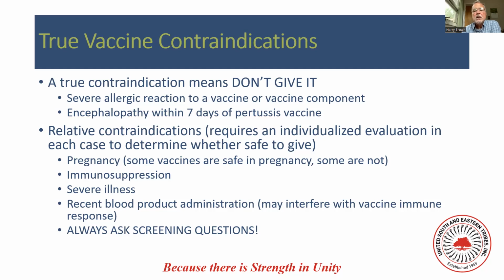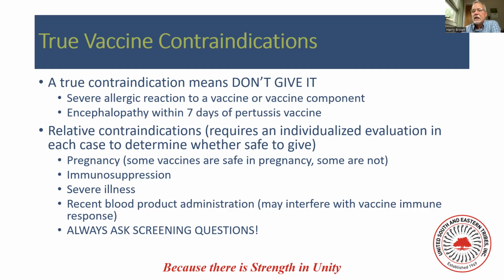Now, there are a bunch of relative contraindications, and you really have to think about the individual that's getting it. Some vaccines are safe in pregnancy, but in general, live virus vaccines are not okay to give during pregnancy. Sometimes with immunosuppression, you should give them vaccines because it will help them. But sometimes if they're immunosuppressed, there are certain vaccines that shouldn't be given. Again, live virus vaccines in general shouldn't be given to the severely immunocompromised.